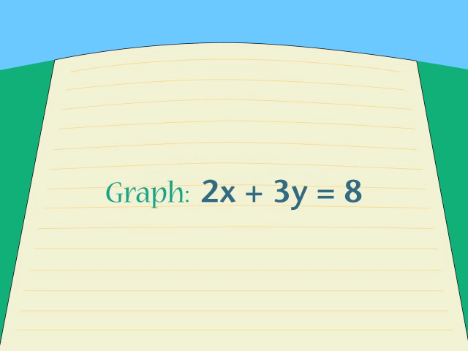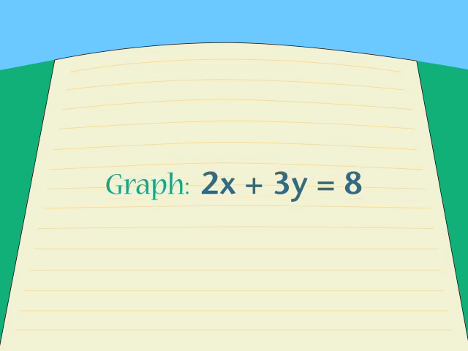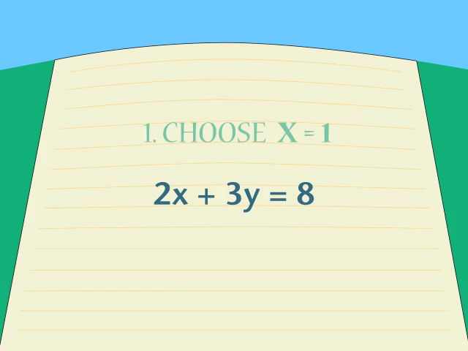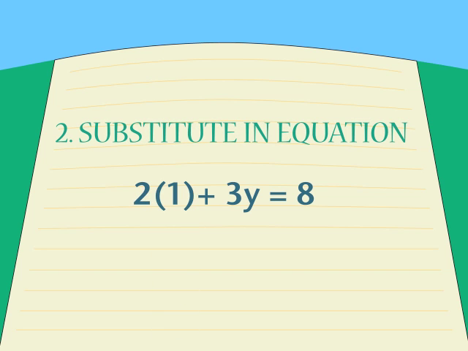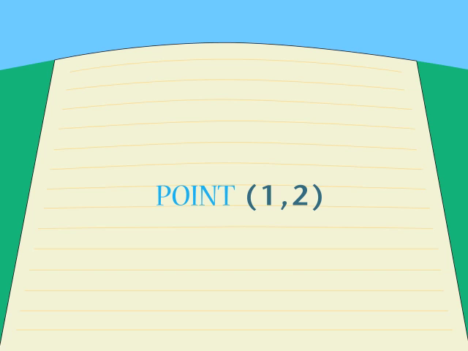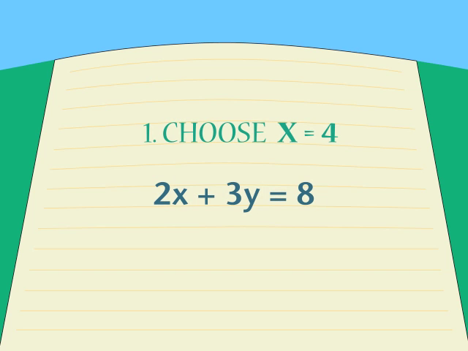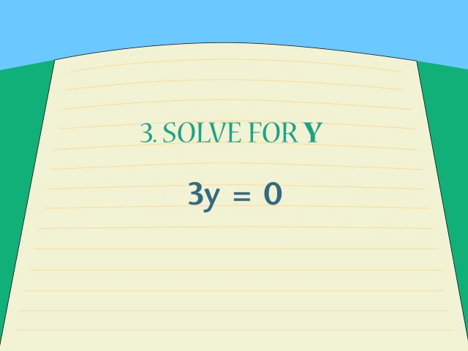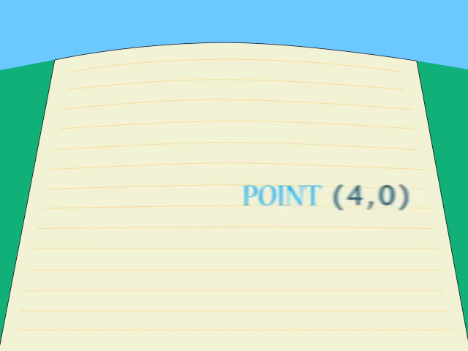Let's try 2x plus 3y equals 8, following these steps. We pick a value for x. Let's say x is 1. By substituting, we find that y equals 2. That gives us the point 1, 2. We do it again for x equals 4, and we get the point 4, 0.